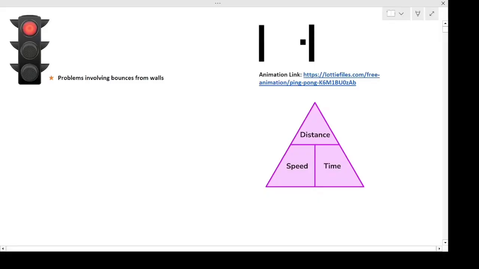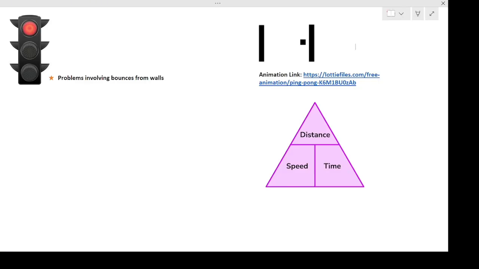And the final set of problems we're going to be looking at, we're going to be revisiting bouncing off a wall, but we're going to be looking at deeper problems now. There isn't a section devoted to this in the textbook, so I think it's appropriate I do a little segment here, because it does come up in exams. So I want to go over this now.